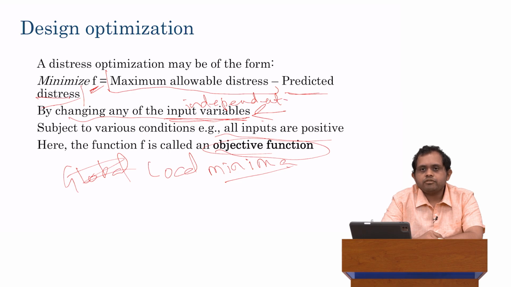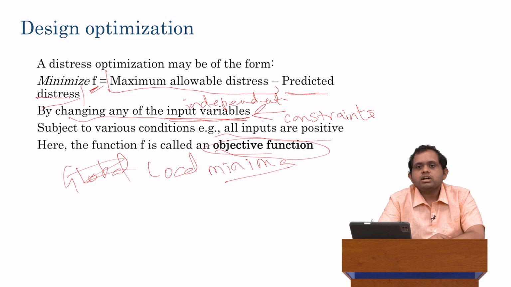So we have an objective function, which is a function of several independent variables that we can vary. And we want to minimize this function. We want to choose some values of these independent variables which minimize the objective function. But we are subjecting it to certain what are called constraints. So these are what we call constraints.